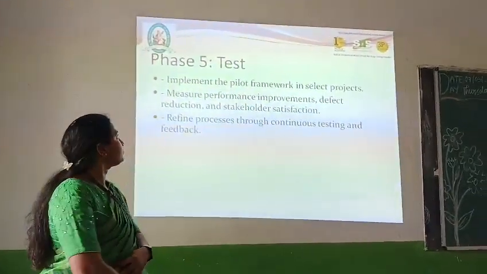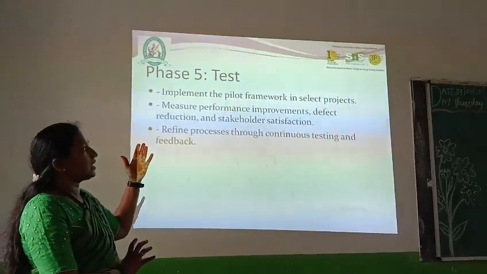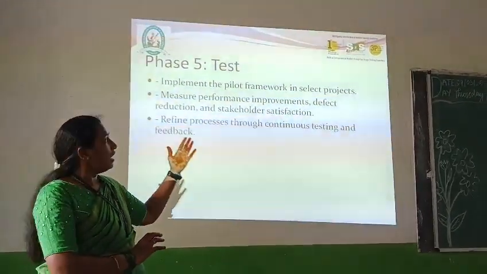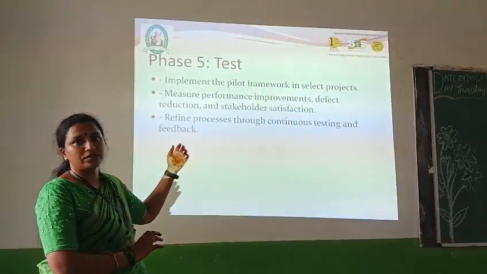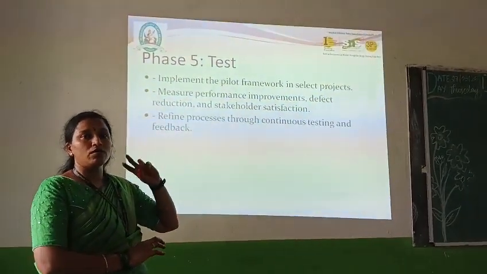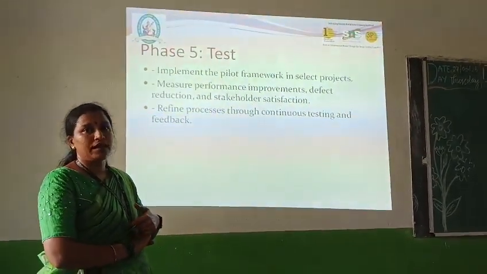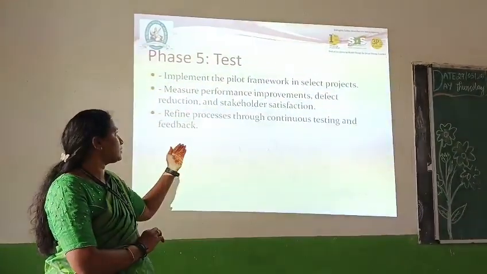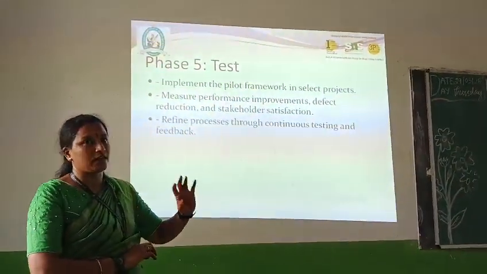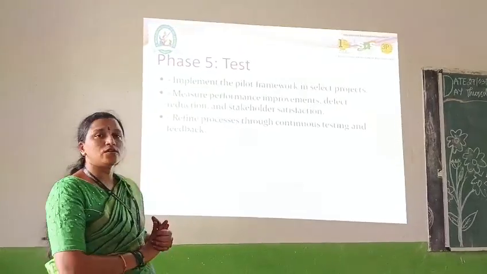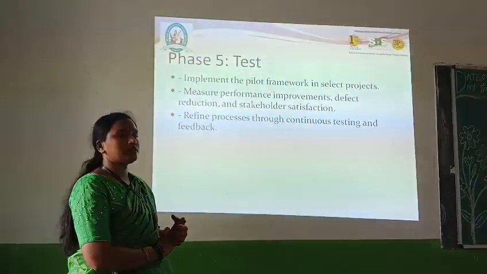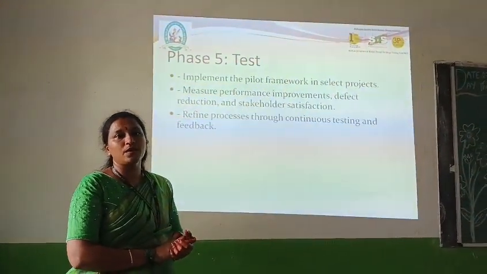And the last one, testing. Through this testing, we can select the project along with the bugs, defects and problems, and they should not be repeated again and again, and the satisfaction of these problems has to be addressed for the stakeholders. And the last one, continuous testing and feedback is very useful for the design thinking process.